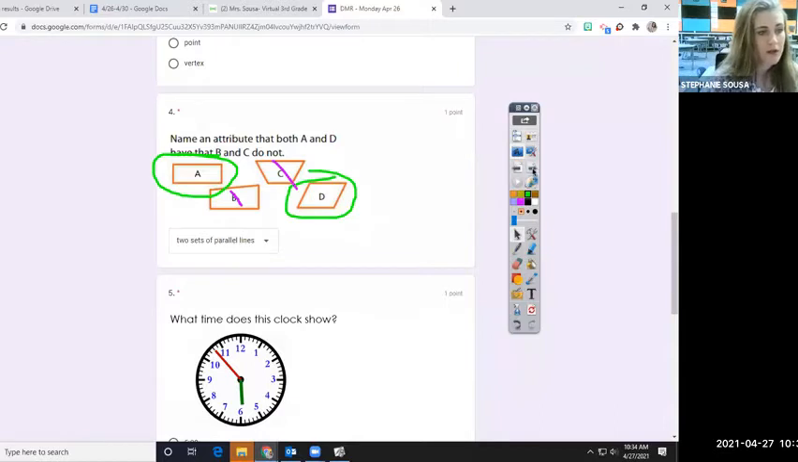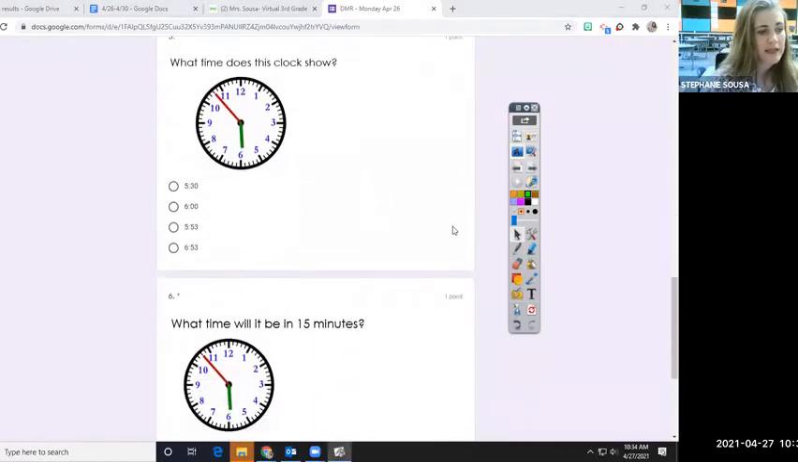All right. Next skill, we were looking at telling time, both the current time and the elapsed time. What time does this clock show? The hour hand is after the 5. It is not yet to the 6. We know that it's not to the 6 because 6 starts at the new hour of 0 minutes, and we haven't gotten there yet. The minute hand is over here past 45, 50, 51, 52, 53. So it is 5:53.